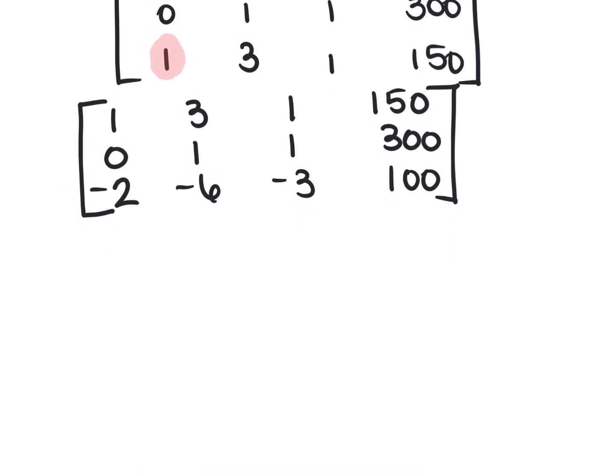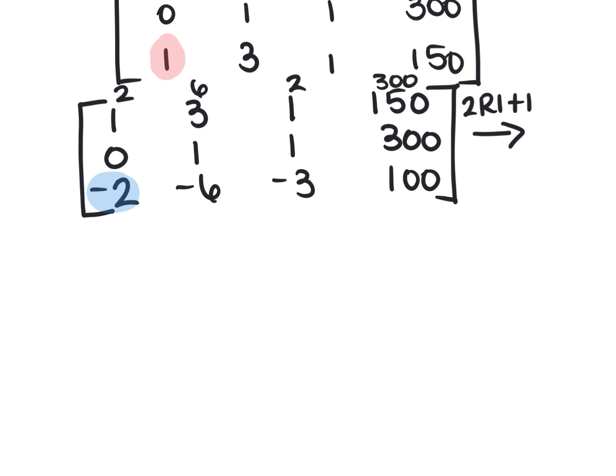All right, so the next thing I need to check is that this is a 0, and it is, so I don't have to calculate anything for that. And then the next thing I need to do is get a 0 right there. In order to make that happen, I'm going to have to take 2 times row 1. So I haven't left myself room, so I'll write kind of small. 2 times 1 is 2. 2 times 3 is 6. 2 times 1 is 2. And if I double 150, I end up with 300.